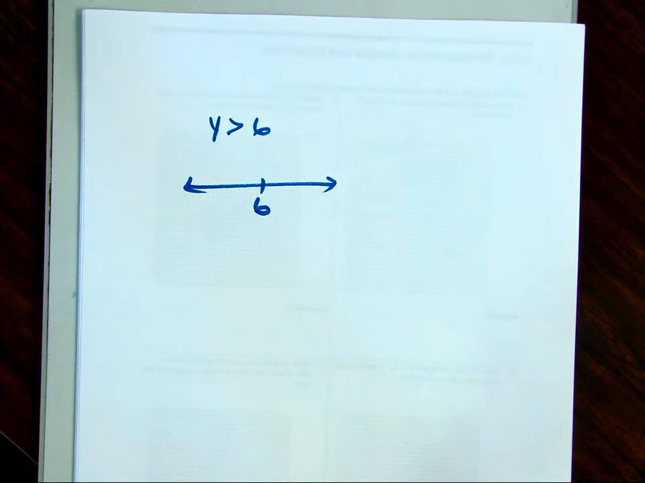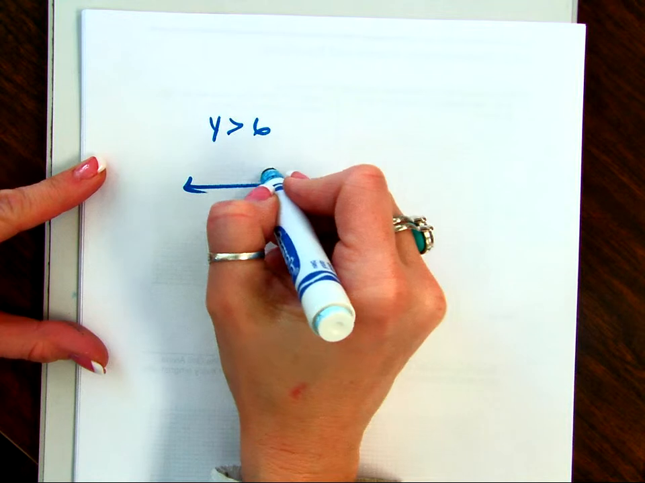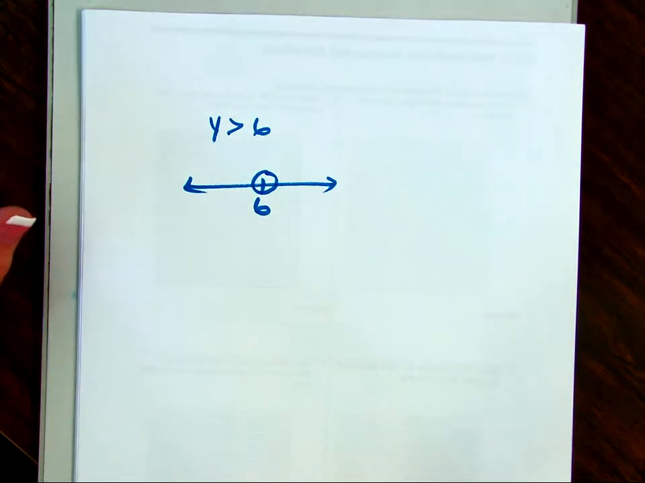Where on this number line are the numbers greater than 6? To the right. But I started out by putting this here. But it couldn't be 6. But I still had to start at 6. So how did I show that it couldn't be 6?